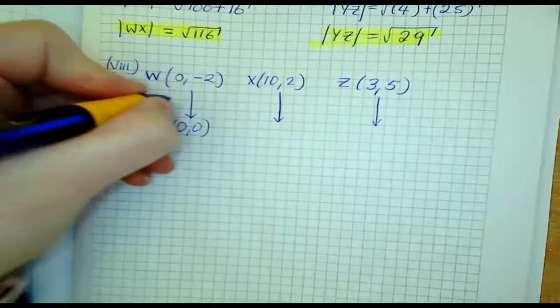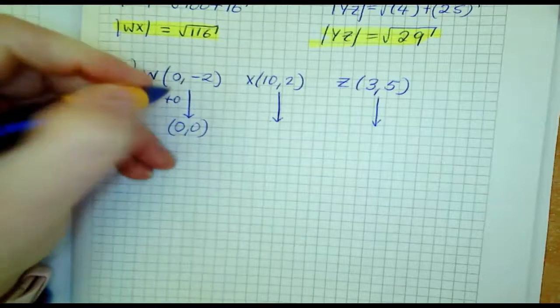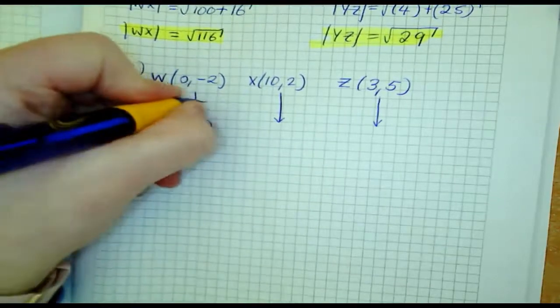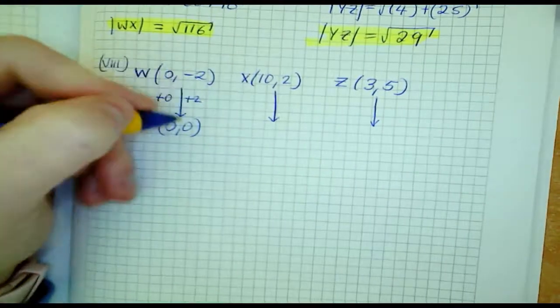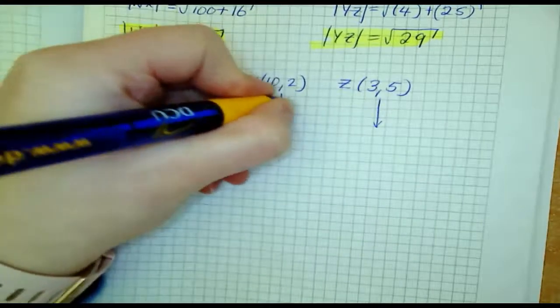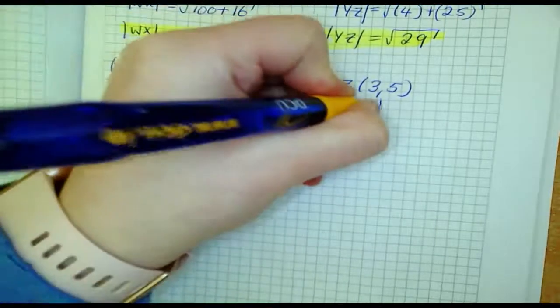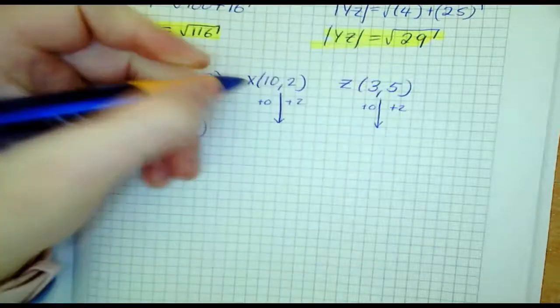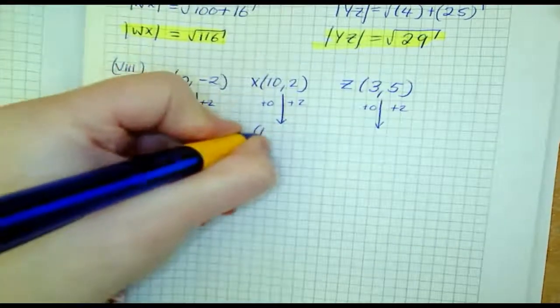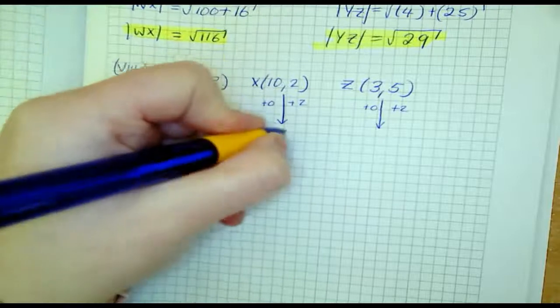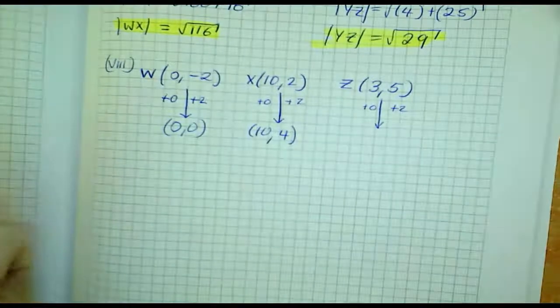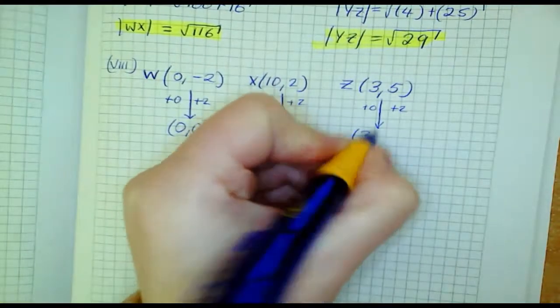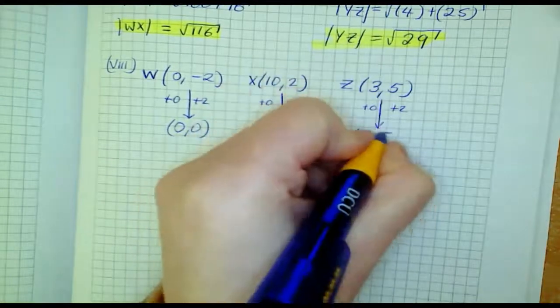And to go from 0 to 0, I don't have to add anything. And to go from minus 2 to 0, I have to add 2. So minus 2 plus 2 is 0. So I do the same to the other 2 points. So 10 plus 0 is 10. And 2 plus 2 is 4. And 3 plus 0 is 3. And 5 plus 2 is 7.